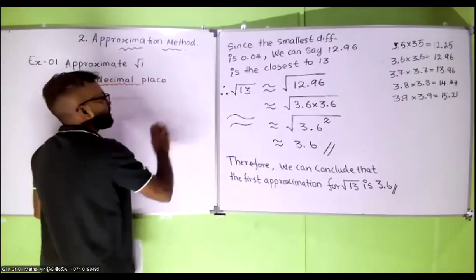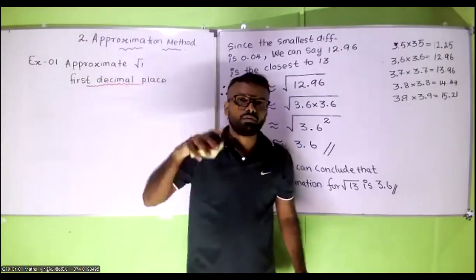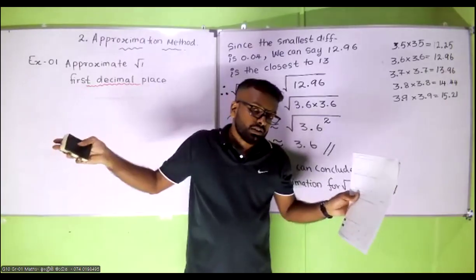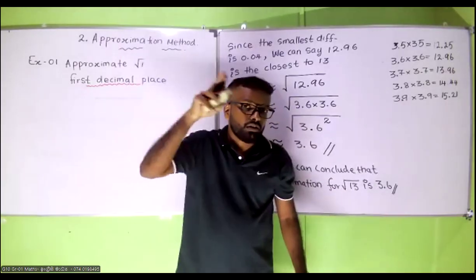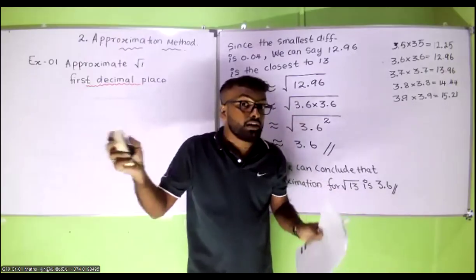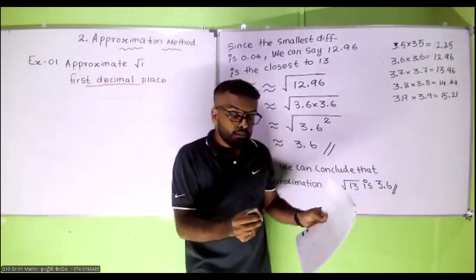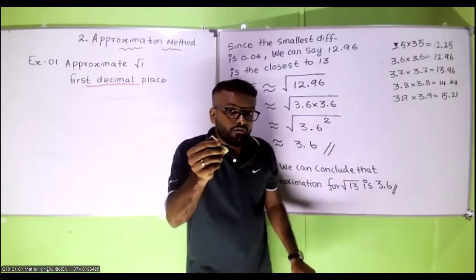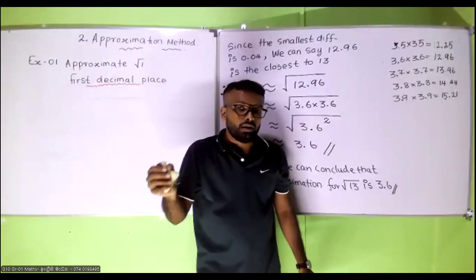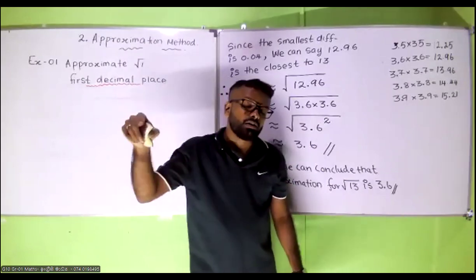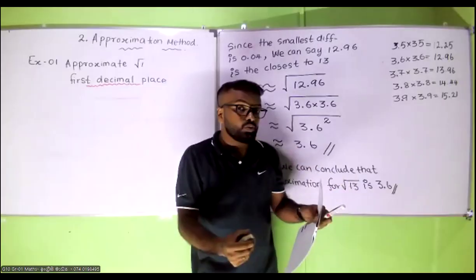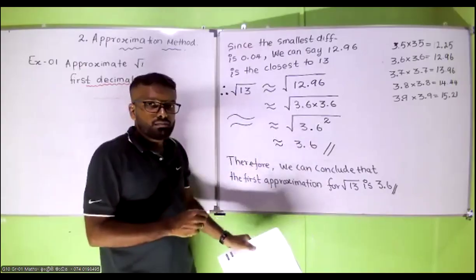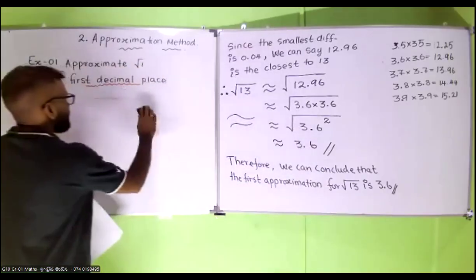First we have to find the two perfect square numbers, one greater than and one less than the number. Then we have to take the square root of those two numbers. Then we have to get the differences and find which is the closest number. By looking at that, we identify the approximate number, and write it down. Very easy. Come on, next.